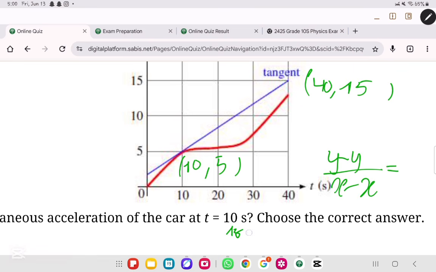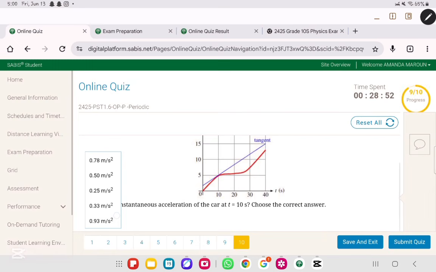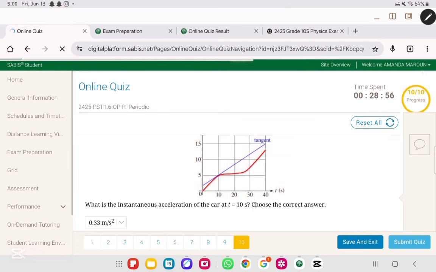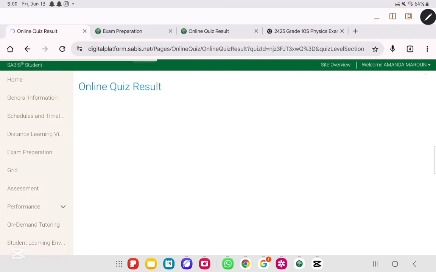So 15 minus 5 over 40 minus 10. You will get an answer of 0.33 meters per second squared. So very simply, it is 0.33 meter per second squared. Let's submit and hopefully we don't have any mistakes. Perfect, thank God we don't have any mistakes.